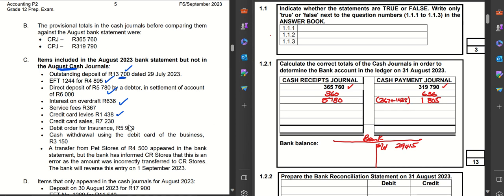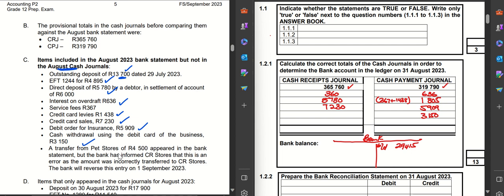The next one is credit card sales. Credit card sales. So I'm going to come now to my CRJ and I'm going to record my 7,230. Let's go. Debit order for insurance. I have a debit order for insurance, which is 5,909. So I'm going to come here. It's 5,909. Debit order for insurance. The next one, cash withdrawal using debit card of the business. So we withdrew cash, 3,150. Cash withdrawal using the debit card for the business.